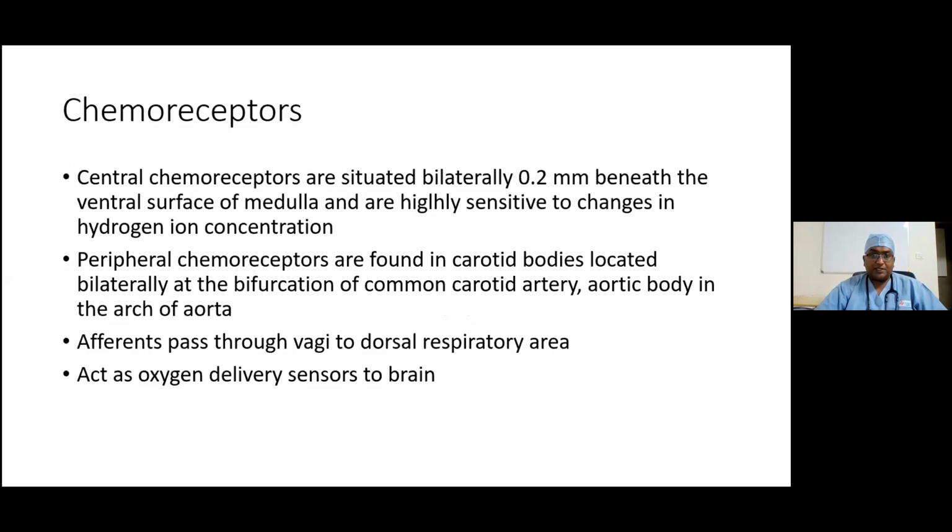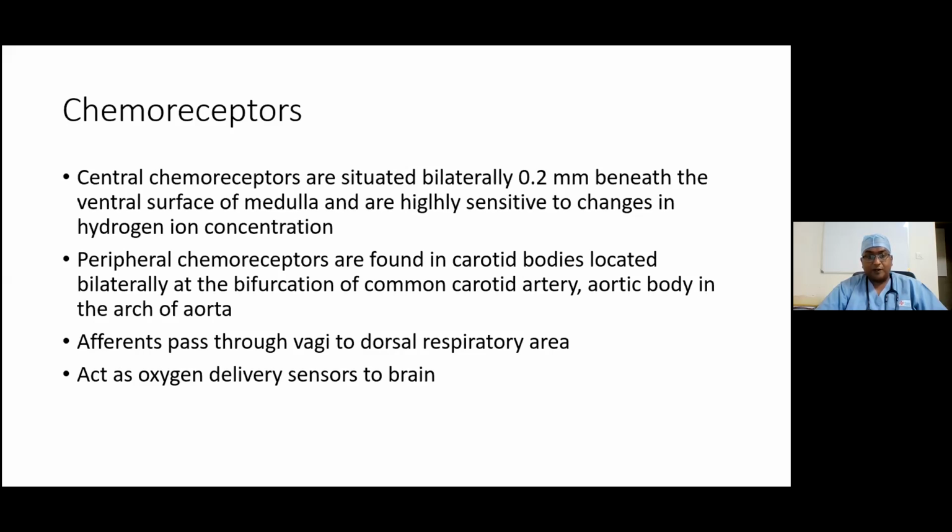Coming to chemoreceptors, the central chemoreceptors are situated bilaterally about 0.2 millimeter beneath the ventral surface of the medulla and are highly sensitive to changes in hydrogen ion concentration. There are also peripheral chemoreceptors, which are found in the carotid bodies that are located bilaterally at the bifurcation of the common carotid artery, and the aortic body in the arch of the aorta. Efferents from these pass through the vagus to the dorsal respiratory area. Now, these act as oxygen delivery sensors to the brain.